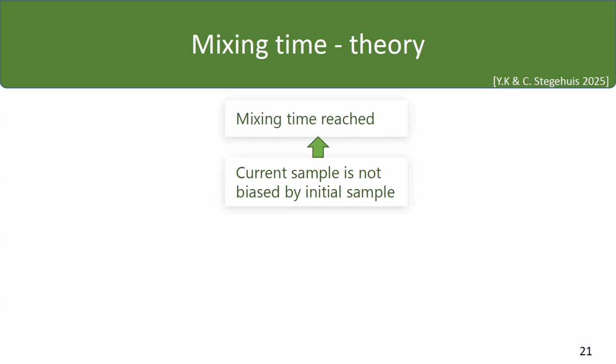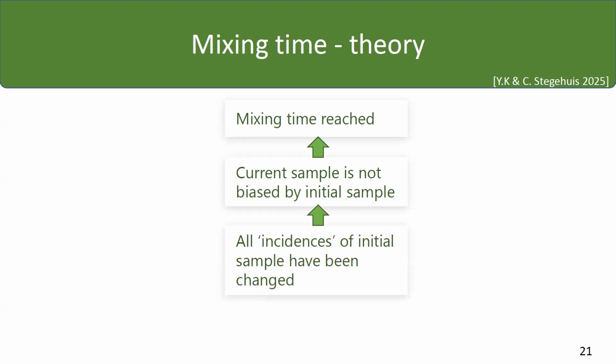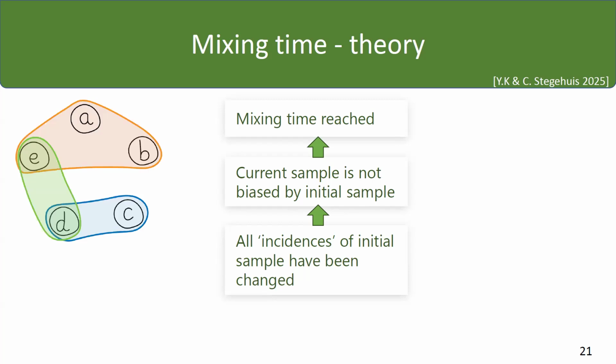And for this to be the case, it must be that every part of the initial sample must have changed somewhere along the way of the algorithm. Because if we have only performed 2 steps of the algorithm, for example, maybe the initial sample didn't even have the opportunity to fully change, and then we're going to be biased towards the initial sample for sure. So this is something we need. All parts of the initial sample have been changed, and I'll call those incidences. I have a picture to show you what I mean there.